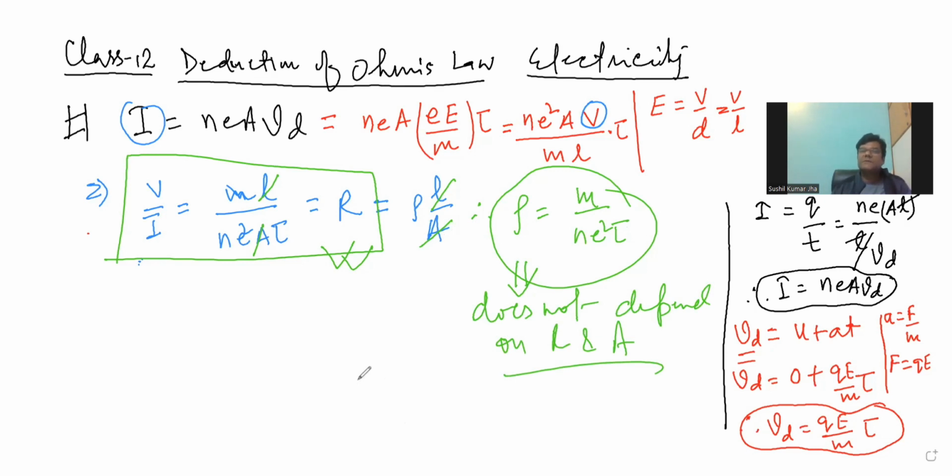And in this we have done two small concepts also, one is the relation between electric current and drift velocity, and the drift velocity formula also, Vd is QE upon m. This Q can be replaced by electron charge, small e, capital E divided by m into tau. So these are important concepts.